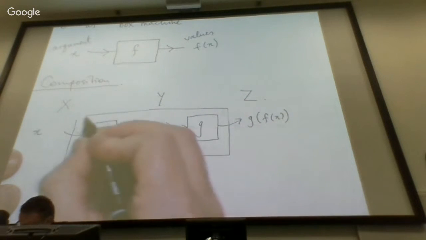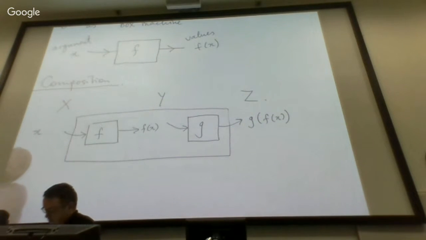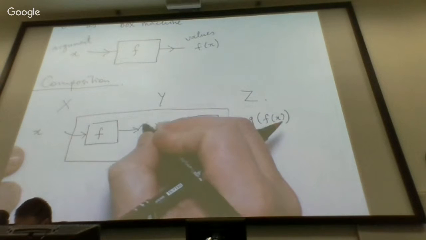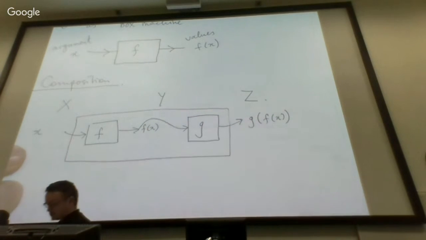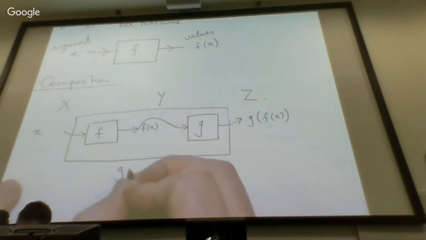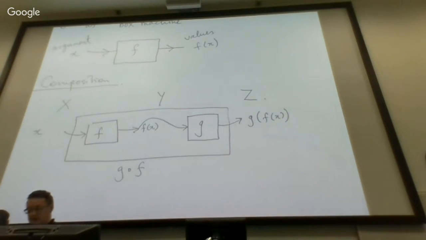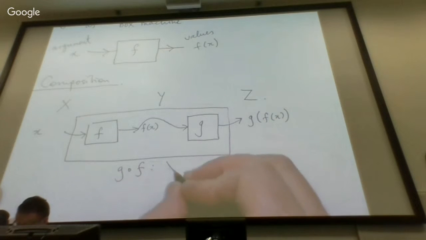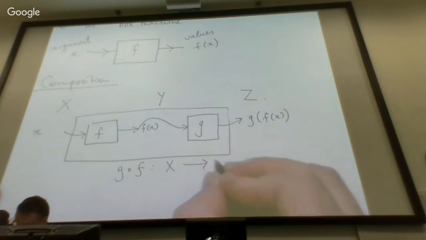So joining these two boxes together, or you can even think of it as joining the output from f to the input to g, this gives you a new box called g after f. g after f now is a function from the domain of f, X, to the codomain of g.